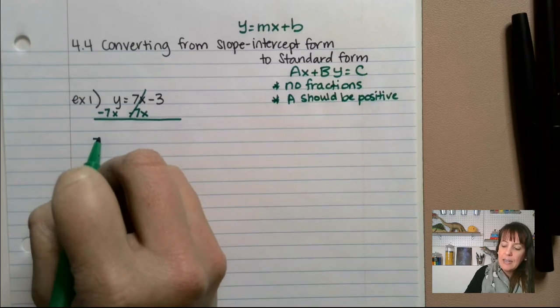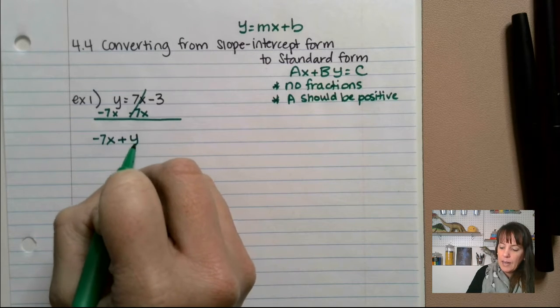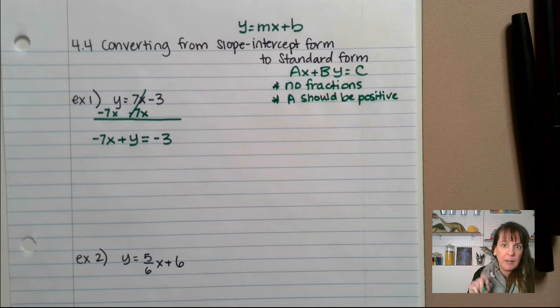So I'm going to say negative 7x, and because y is positive, we're going to say plus y equals negative 3. Notice I brought down that negative. Don't forget about that negative sign.